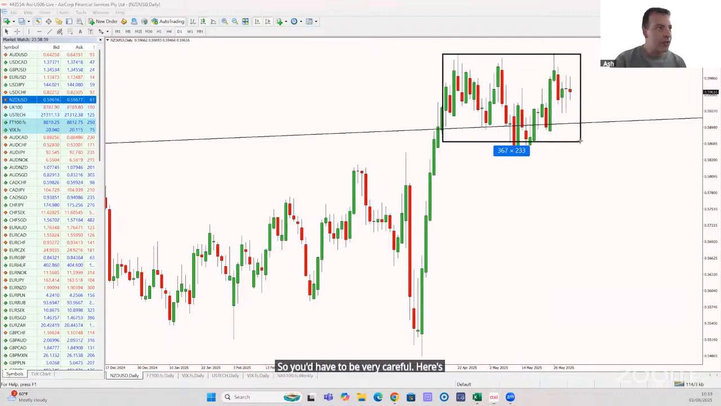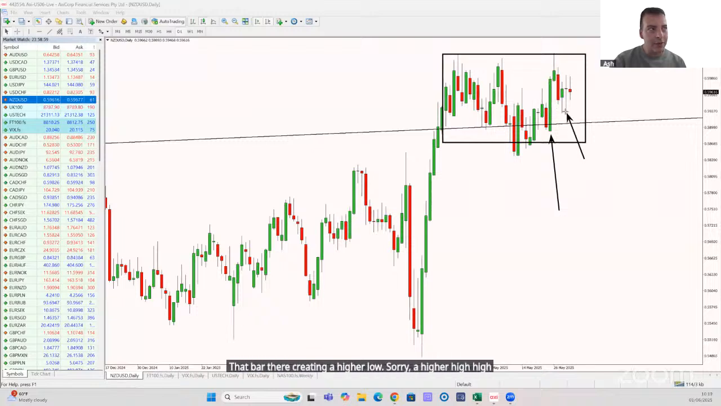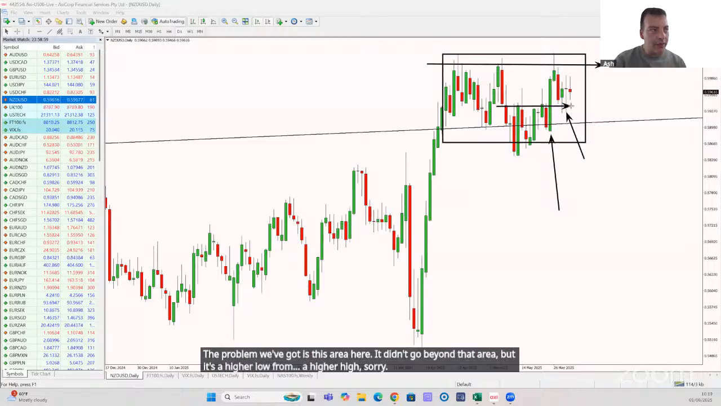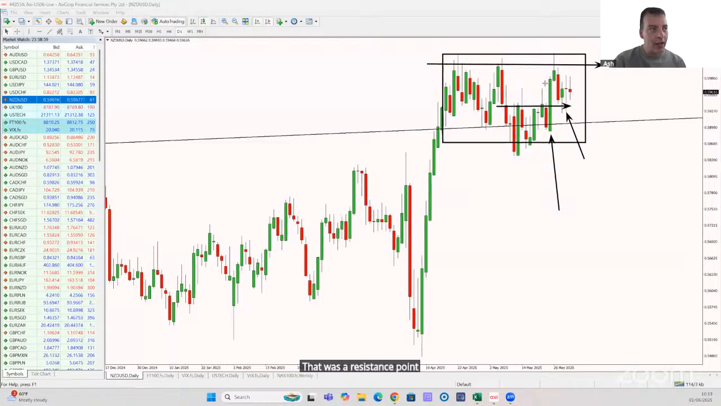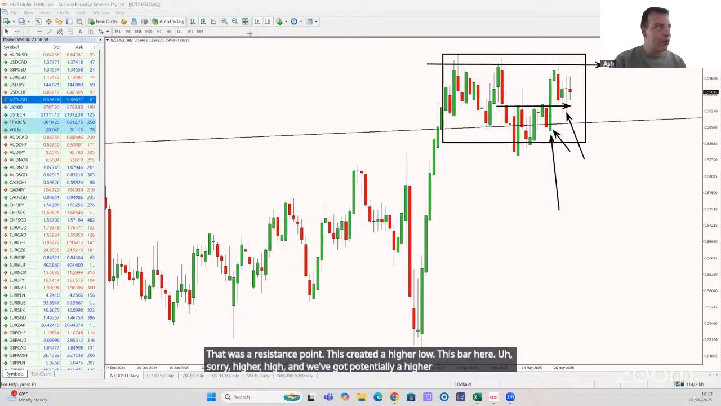Here's the trading range, but what we do see is this bar here creating a higher high, and this potentially being a higher low. The problem we've got is this area here. It didn't go beyond that area, but it's a higher low from a higher high, from here. That was a resistance point. This bar here, higher high, and we've got potentially a higher low. So the Kiwi also is something that we can look at.